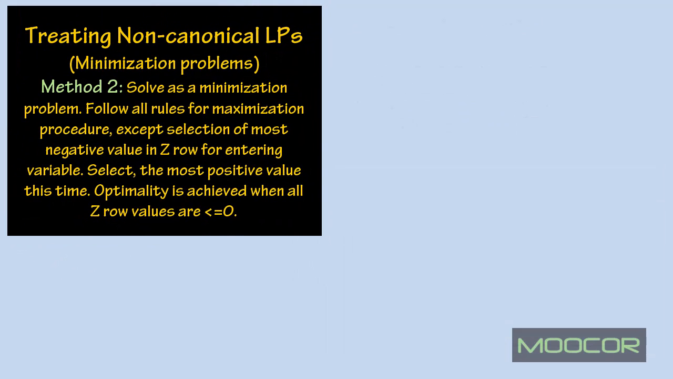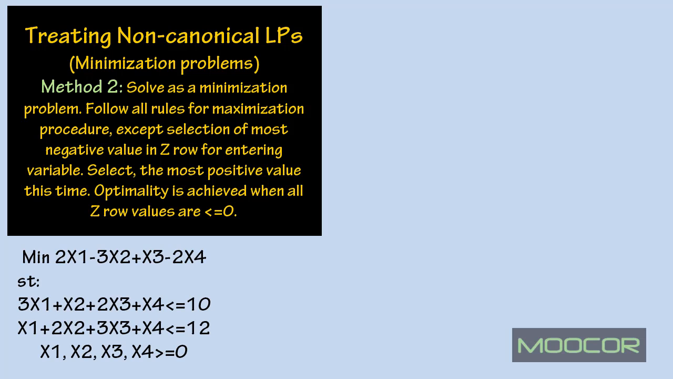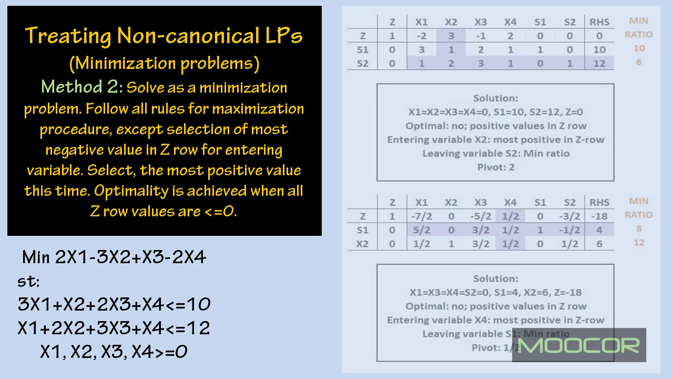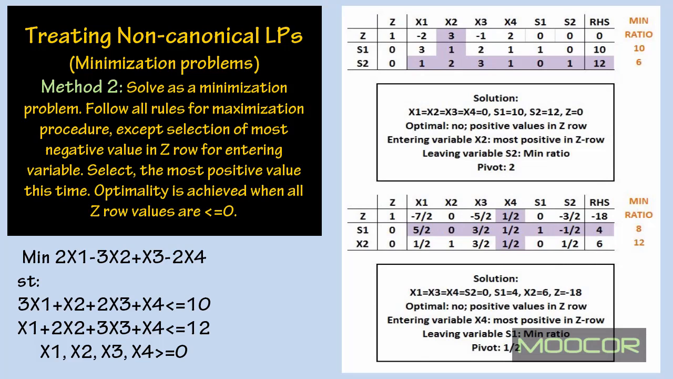The second method is to solve the problem just as a minimization problem. The only difference is that when you select a variable to enter the basis, we have to look at the most positive value. The optimality condition in this case is when all entries in the z row are negative, as opposed to the maximization problem. When they are all negative, then you have reached the optimal solution of the minimization problem.